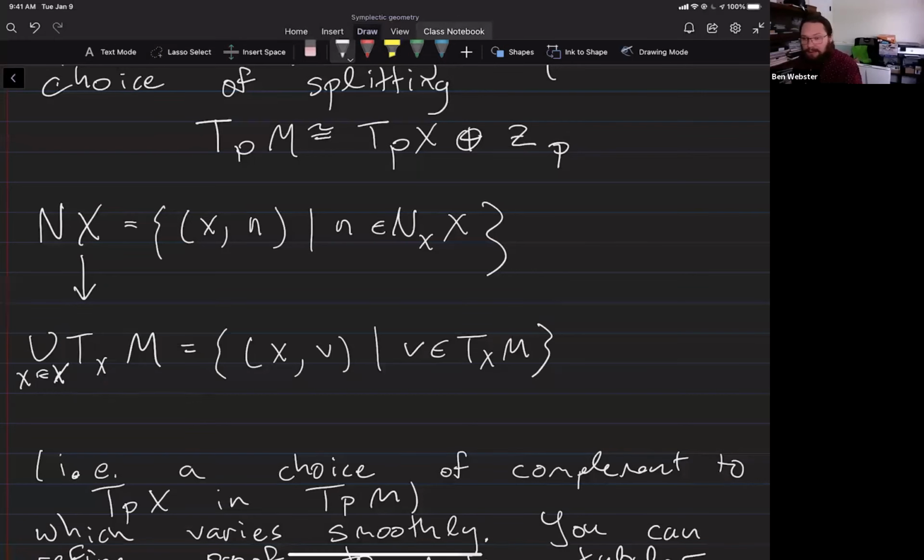Right? And so the thing I was claiming is that any way of choosing that complement in a smooth way will get you a tubular neighborhood. Because if you think about what's happening on derivatives here, you're getting an isomorphism on tangent spaces at all the points in X. But choosing this inclusion exactly requires choosing a complement to the tangent space of X.